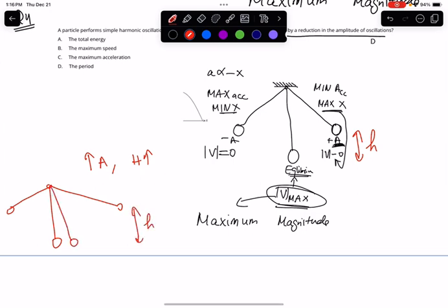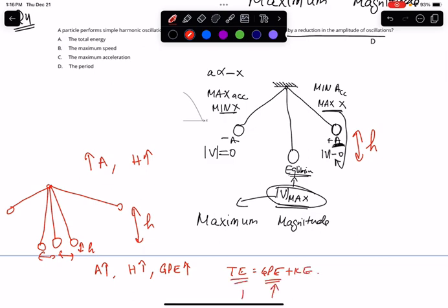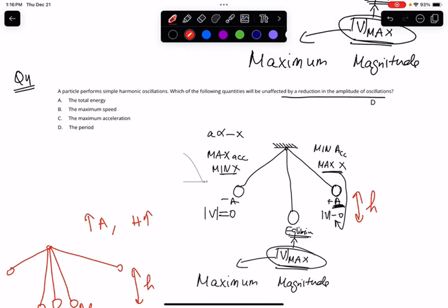But let's say if you make the amplitude a lot lower, like this. So this is a lower amplitude, which means that the height is much lower, right? So if the amplitude goes higher, the height goes higher. And if the height goes higher, then the gravitational potential energy goes higher. And we know that our total energy is the gravitational potential energy plus our kinetic energy. So if the gravitational potential energy goes higher, then the total energy goes higher. Okay? So that's precisely why increasing the amplitude will actually increase the total energy.